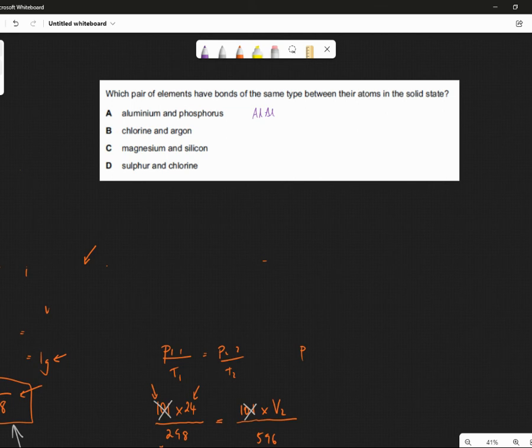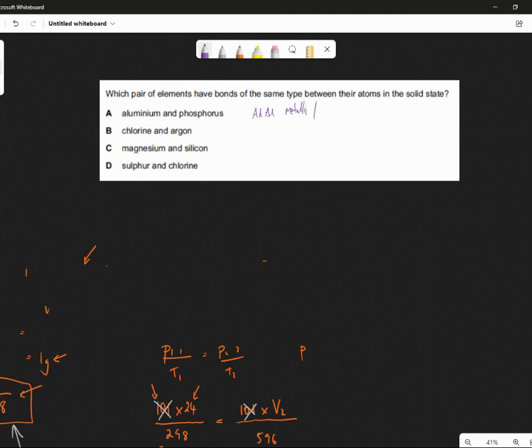Anyone know what the bonding between an aluminium and an aluminium is? Anyone at all? Anyone's fine. I'll help you if you don't get it. Between an aluminium and an aluminium, it's metallic bonding, isn't it?